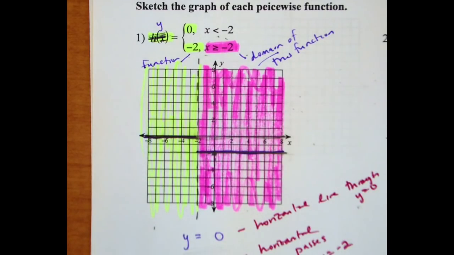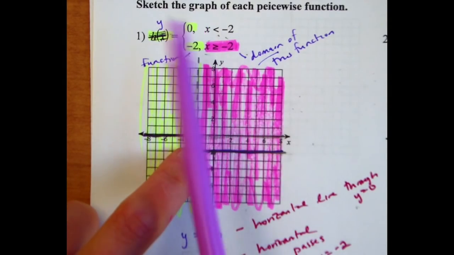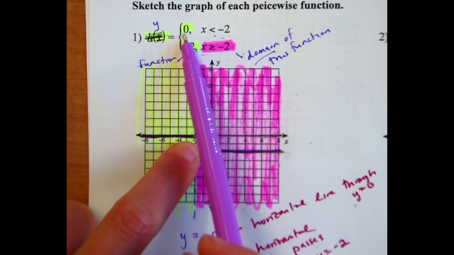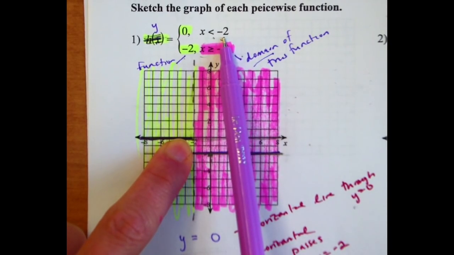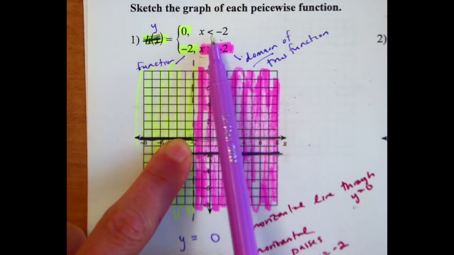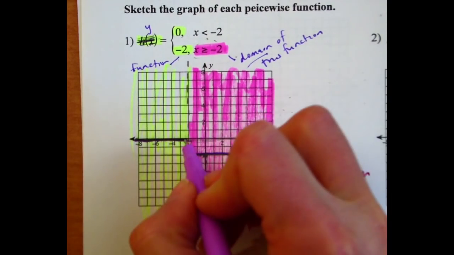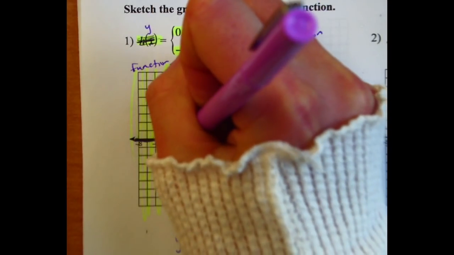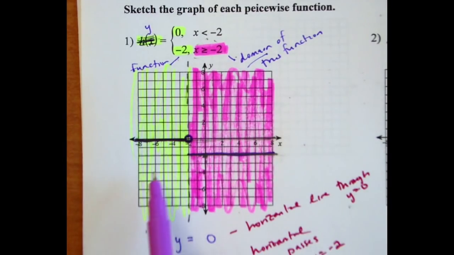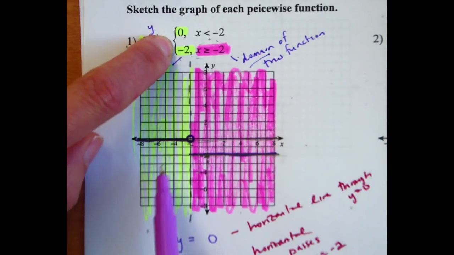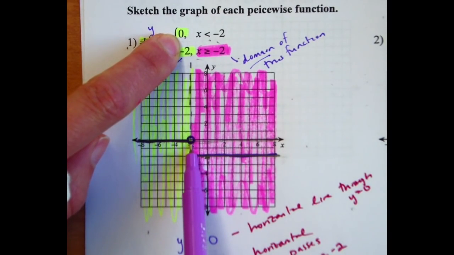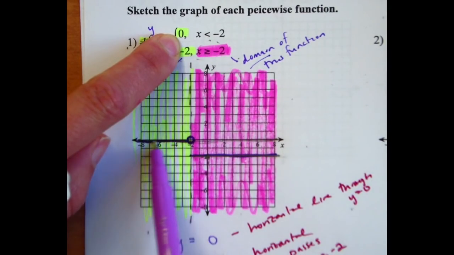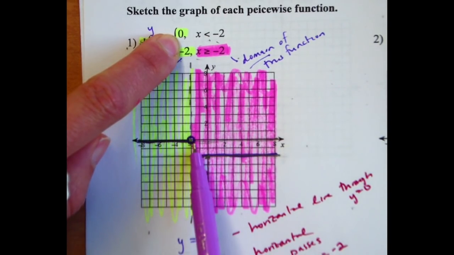So what that means is at the x value of -2, it's an open inequality. So there's going to be an open circle here, because this function, y equals 0, doesn't actually exist at -2. It just exists for x values less than -2. So there's an open circle here.